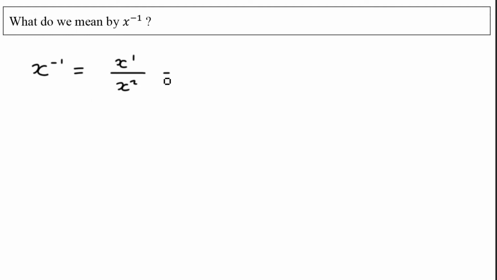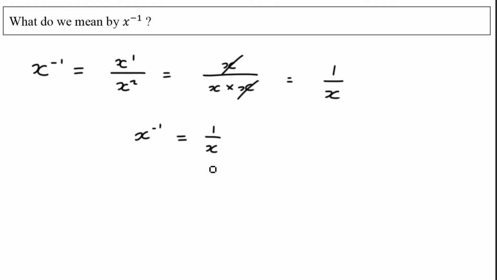So I could write this as x divided by x times x, and then I could use some cancellation laws to cancel that x with this x, leaving me just with 1 over x. There is our meaning of what x to the -1 means. X to the -1 means 1 divided by x. So for example, 3 to the -1 is just another way of writing 1/3.